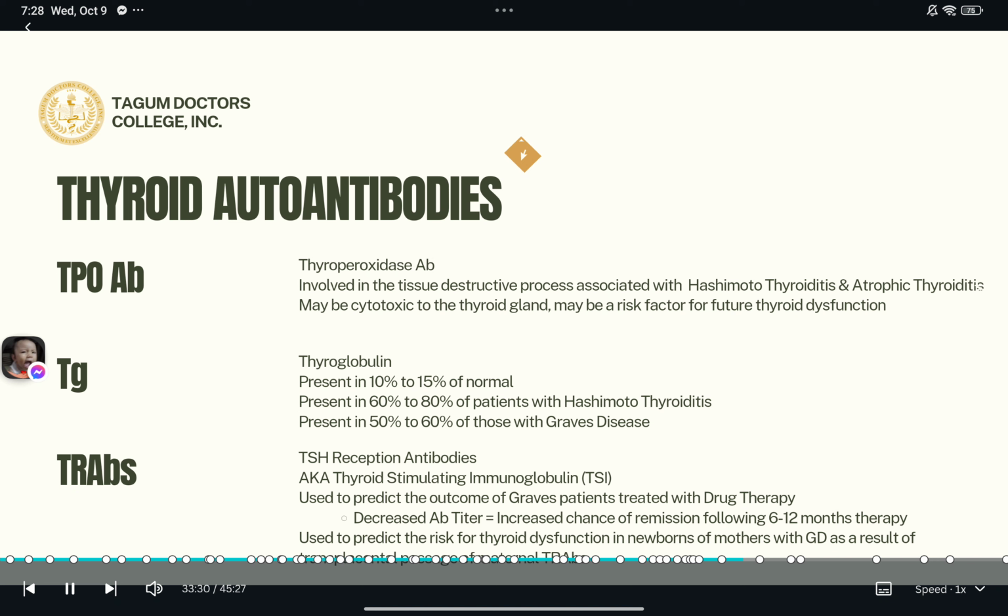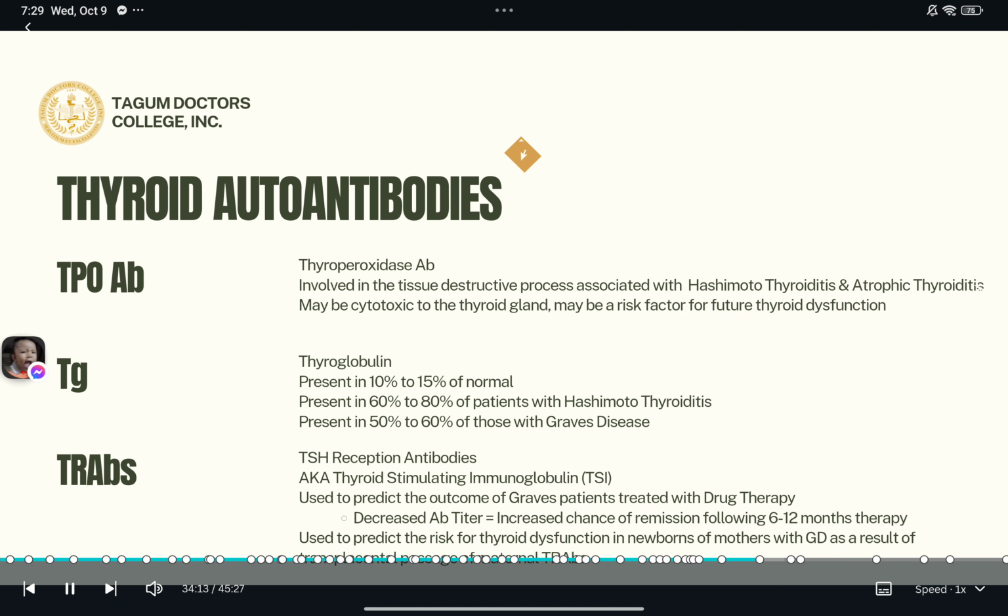And next we also have our TR antibodies or our TSH receptor antibodies, also known as our thyroid stimulating immunoglobulin or TSI, and it is used to predict the outcome of Graves' patients treated with drug therapy. A decrease in the titer would mean an increased chance of remission following a 6 to 12 month therapy. So, anti-TR antibodies are very helpful sa ato ang Graves' disease. Anti-TPO antibodies is helpful sa ato ang Hashimoto thyroiditis.